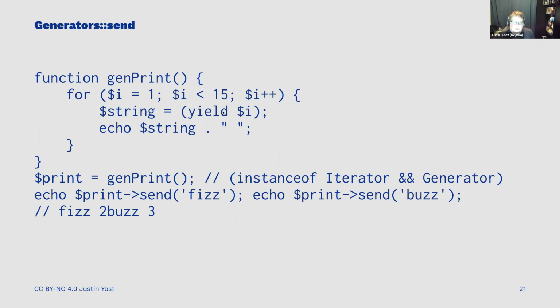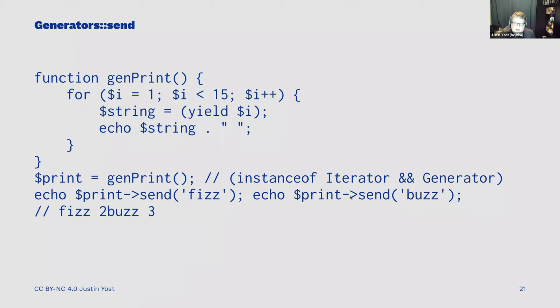We come back around, we yield that 2, right? So that 2 gets returned. And because we're at a yield, we pause execution here. We come back to the consumer, so again, the consumer of our generator.